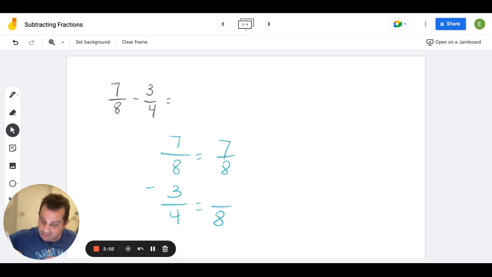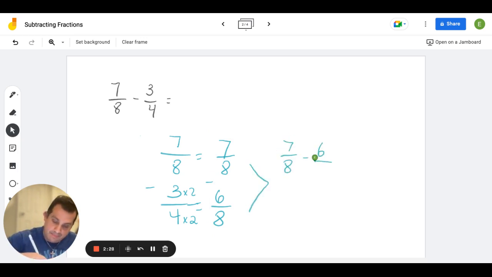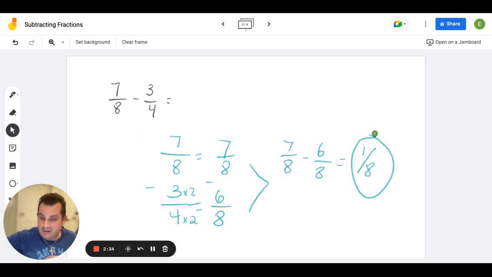But now in our 3/4, I say, how do I get from 4 to 8? We multiply by 2. So we multiply our numerator by 2. So we're really multiplying it by 2 over 2, and that gives you 6/8. And now I subtract the 7/8 minus 6/8, and 7/8 minus 6/8, so I will write it across here, gives me 1/8. And that is my answer here. 7/8 minus 3/4 is 1/8.